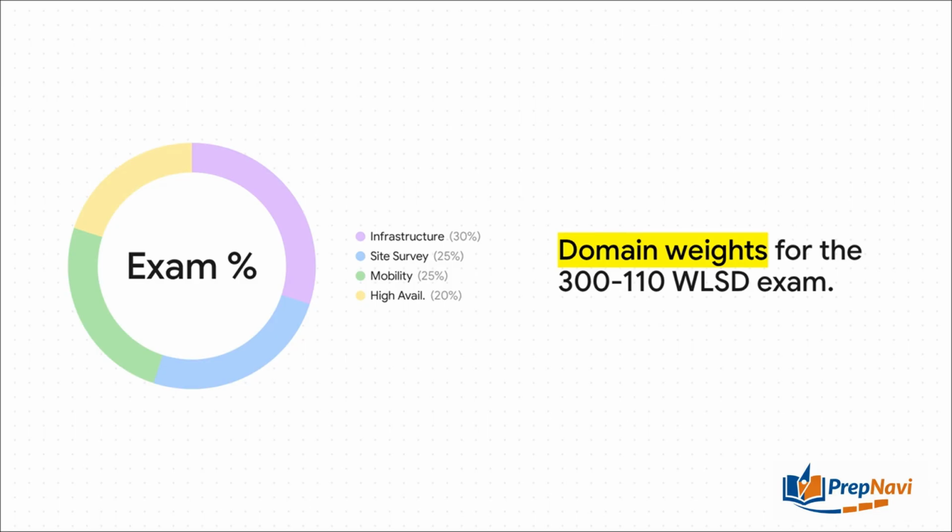Honestly, this is the perfect mental model. Think about it. If you're spending half of your study time on high availability, which is only a fifth of the exam, your strategy is totally misaligned. This data tells you exactly how to budget your precious time.